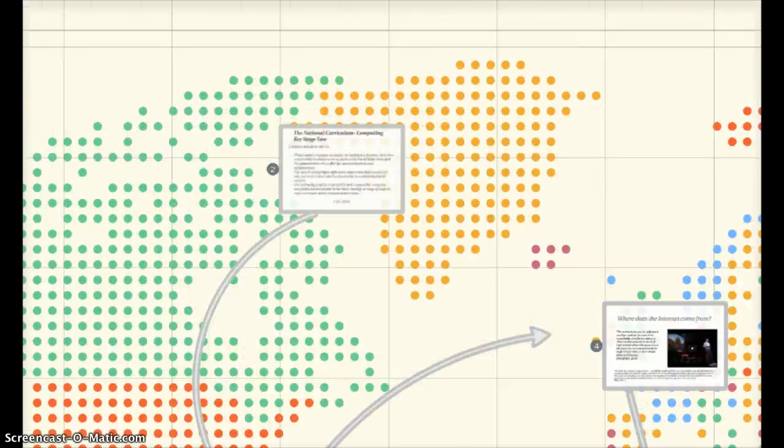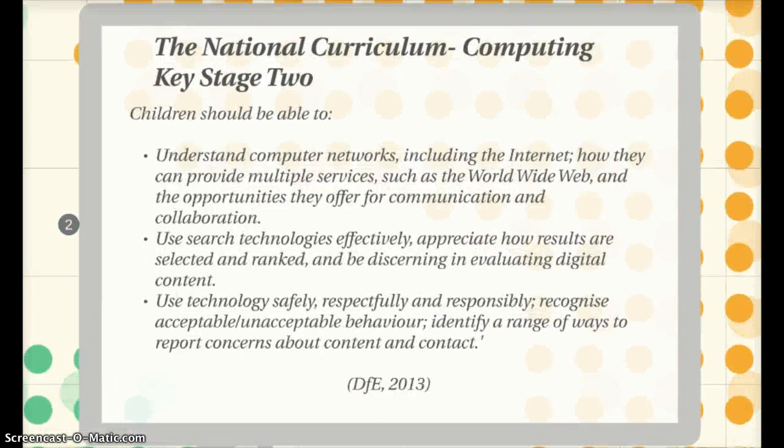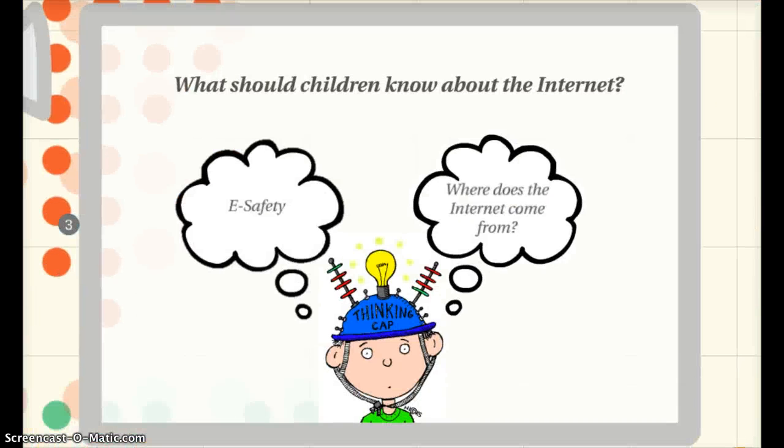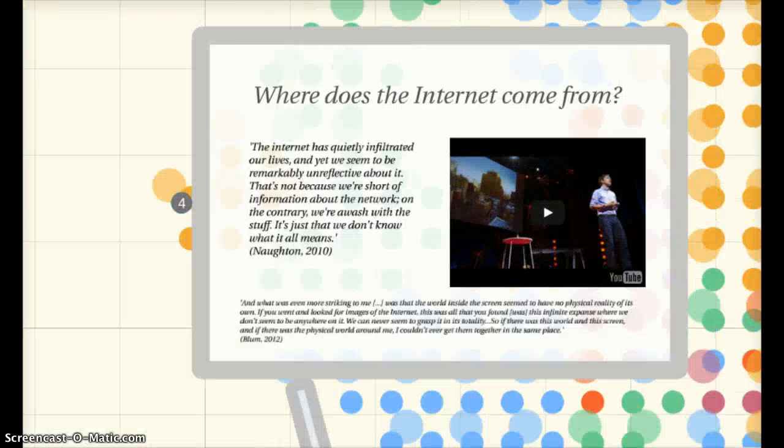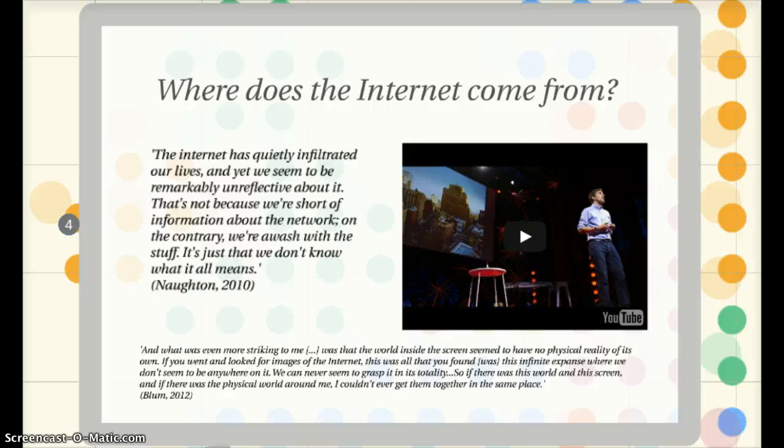effectively. The National Curriculum for Computing identifies that in Key Stage 2, children should be able to both understand computer networks, including the internet, and the services that they provide, alongside how they aid communication and collaboration. It also states that children should be able to use technology safely and responsibly and know how to deal with concerns and inappropriate behaviour. The two areas of study about the internet that I have identified are where the internet comes from and e-safety. I feel that it is important for children to know where the internet comes from.